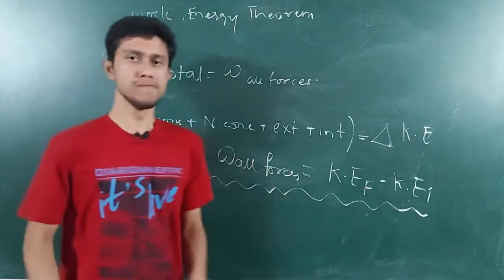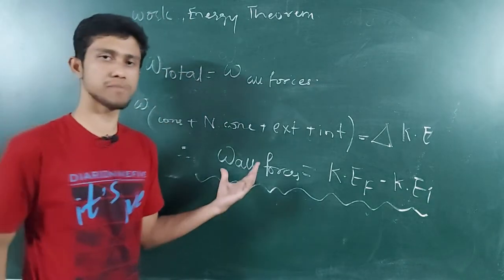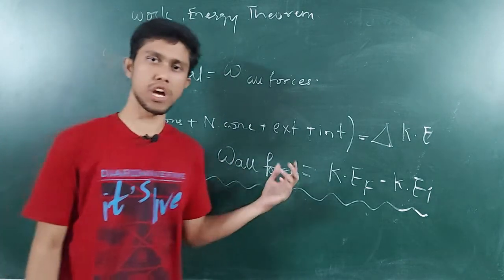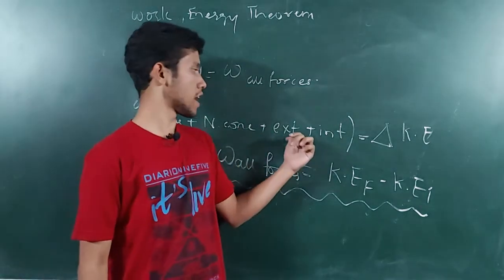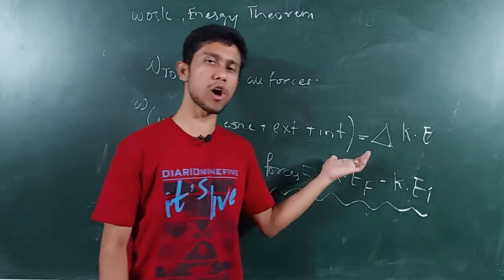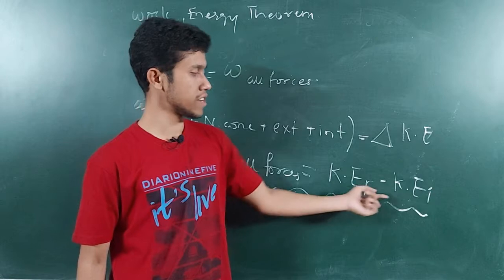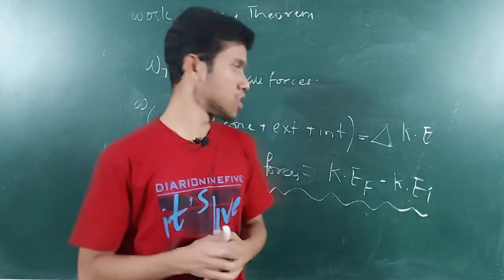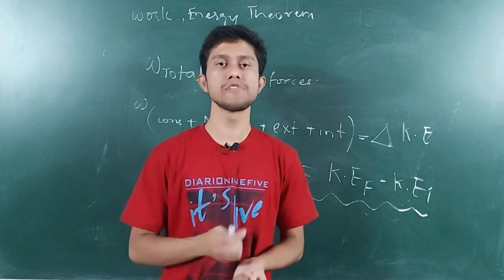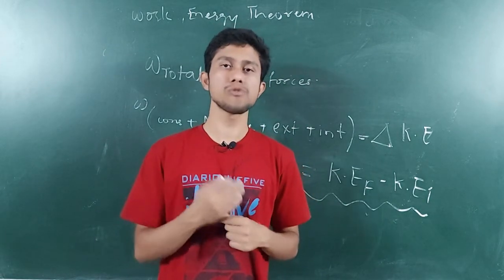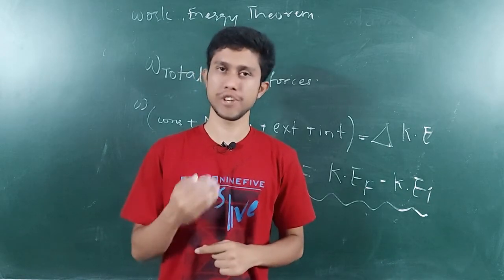I hope you have understood the work energy theorem. Again, work energy theorem says that the work done by all the forces, which can be conservative, non-conservative, external and internal forces, is equal to the change in kinetic energy, which is kinetic energy final minus kinetic energy initial. In this way we have completed the work energy theorem. Now we will move to the next topic, that is, how to use this work energy theorem and how to solve problems based on it.